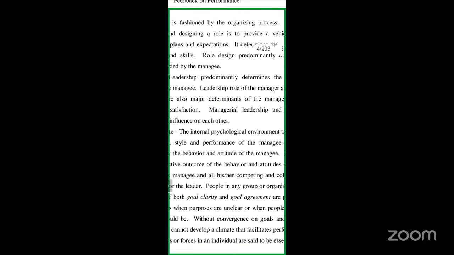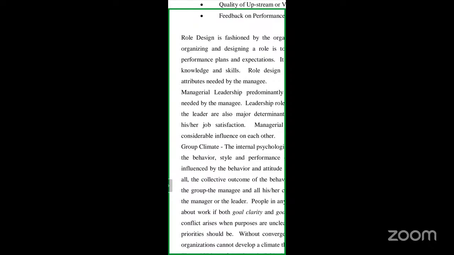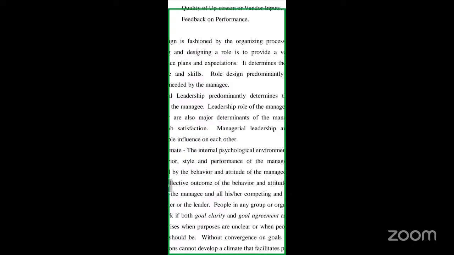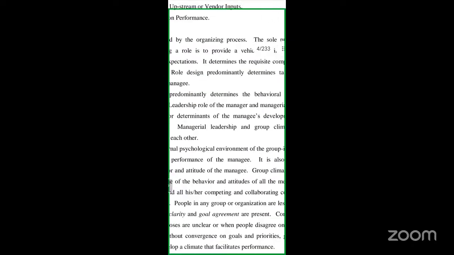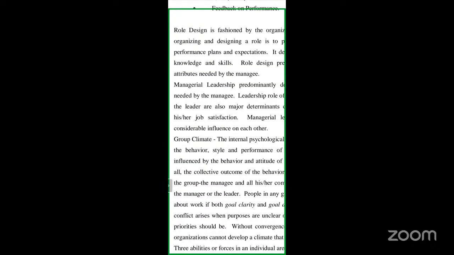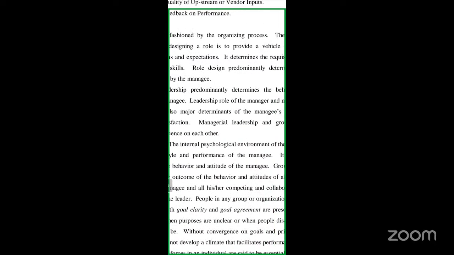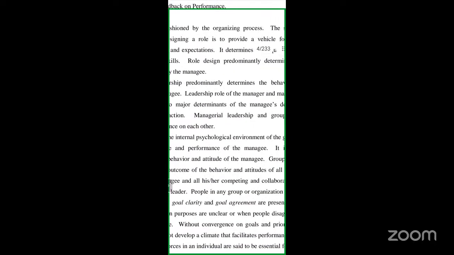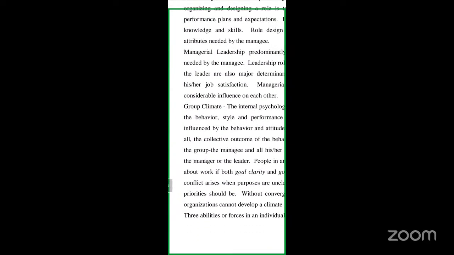And the leadership qualities also play an important role. The internal process is taken care by the manager leadership, which determines the behavior attributes needed by the managing. Means we are having the internal performance taken care by the managing. Leadership role of the managed and management style also gives a throughput to the output. Even the group climate, the team membership should be there in between the employees in order to achieve the goal.